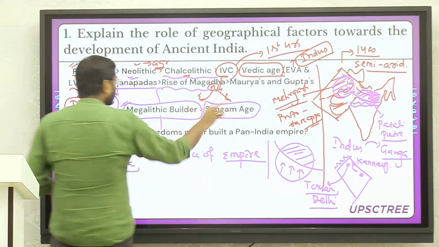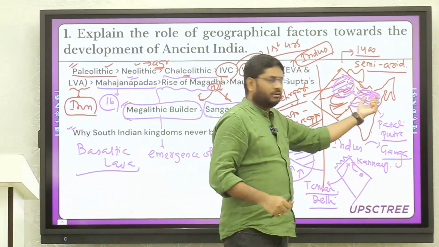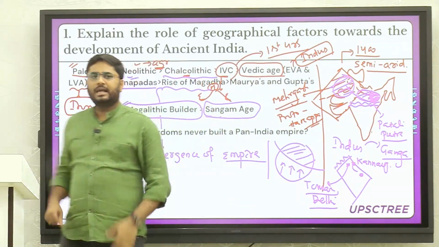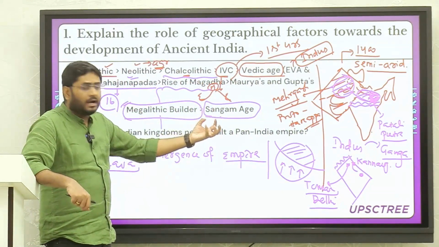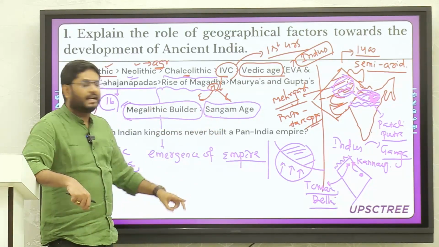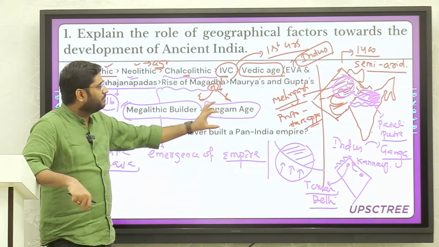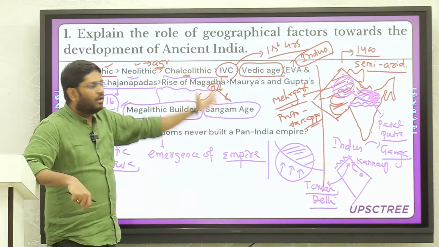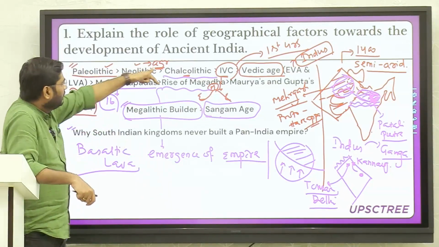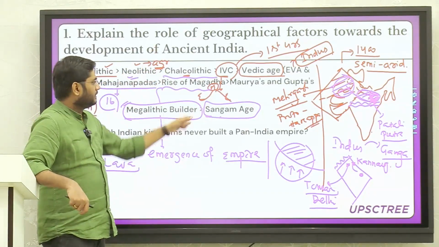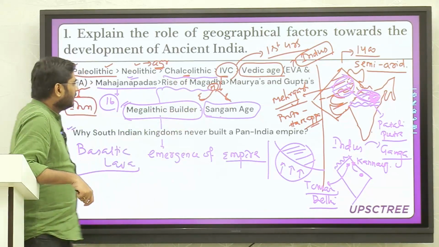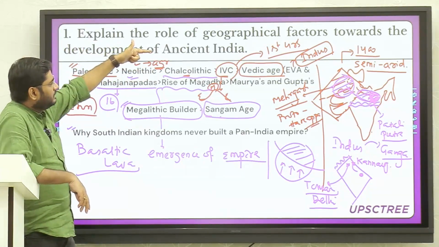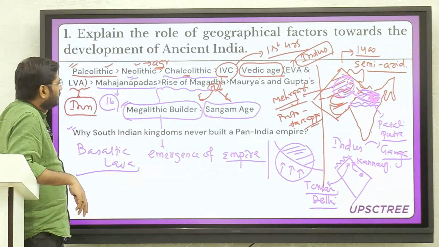Magadha had a very fertile tract of land, but in South India we had many kingdoms, and none of them could build a pan-India empire because, first, they didn't have enough fertile tracts. Second, they didn't have perennial rivers. That is the major reason they didn't have enough surplus money to go for an all-India conquest, which was essentially done by the Mauryas and others. Okay, Nandas, Mauryas, etc. That way you can write the answer. So, geographical factors towards the development of ancient India. Done.